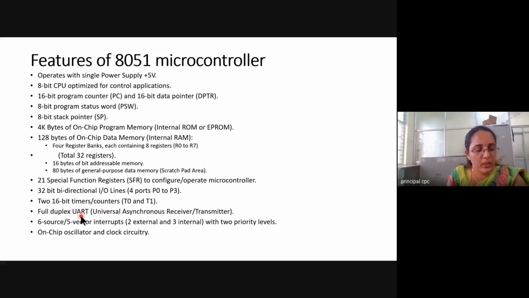You have got UART, full duplex, send and receive simultaneously, serial communication, bit by bit communication is there, and 6 sources or 5 vectored interrupts. So including reset, we will consider overall 6 interrupts. So interrupts are nothing but requests from the external world or peripherals to the CPU for its attention. And on-chip oscillator. So these are the features of 8051.